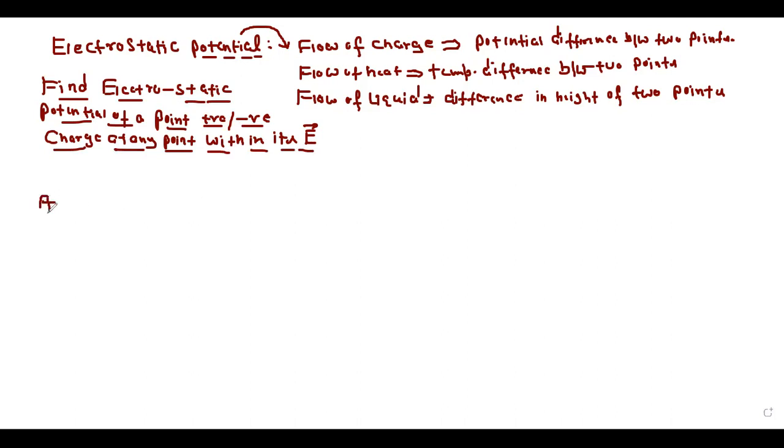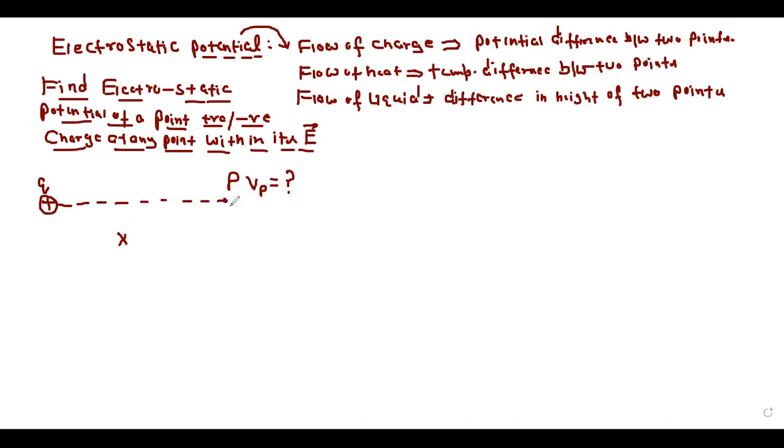So this is a positive charge, Q positive, and I choose a point P at a certain distance X from the positive charge. At this point P, I want to find out the potential. So actually my target is to find out potential at P. What is the potential at point P?